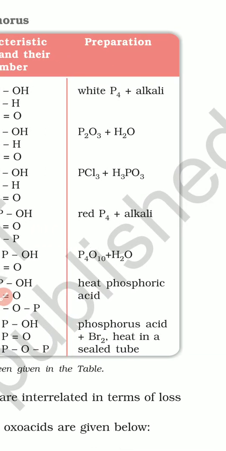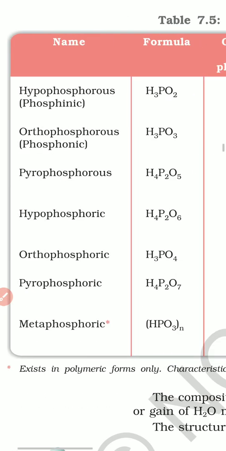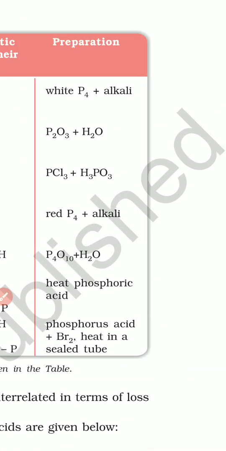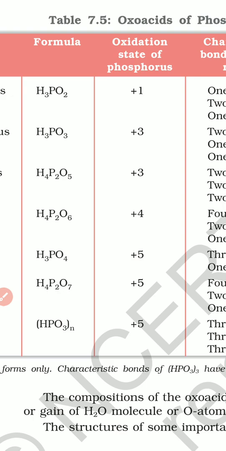Preparation method. First compound, H3PO2: how can you prepare this? White phosphorus reacts with alkali. Alkali is nothing but sodium hydroxide, a base. If you react with base, we can easily get H3PO2. Next one is H3PO3 compound. How will you get it? P2O3, diphosphorus trioxide, reacts with water molecule, and we will get H3PO3.